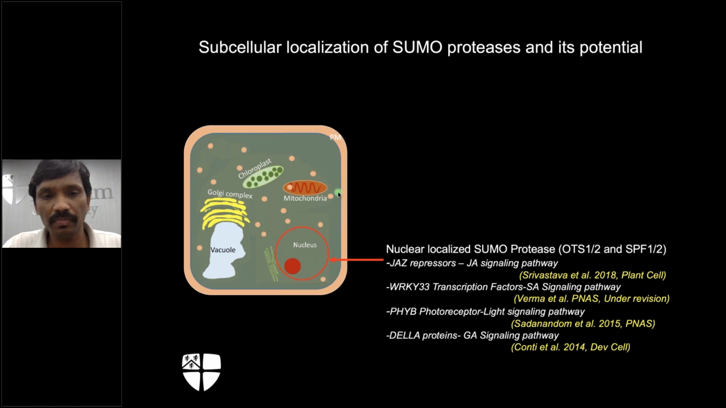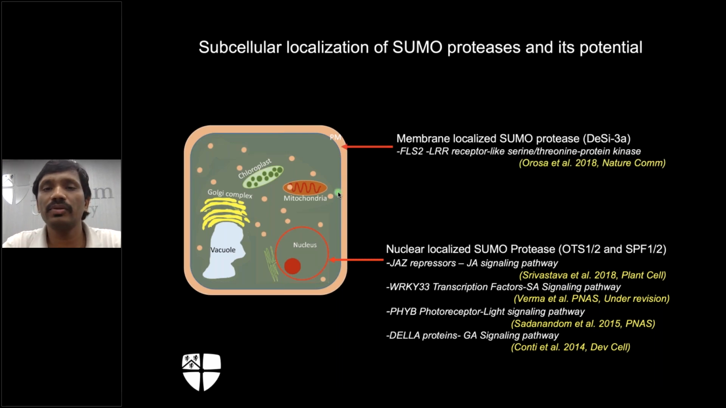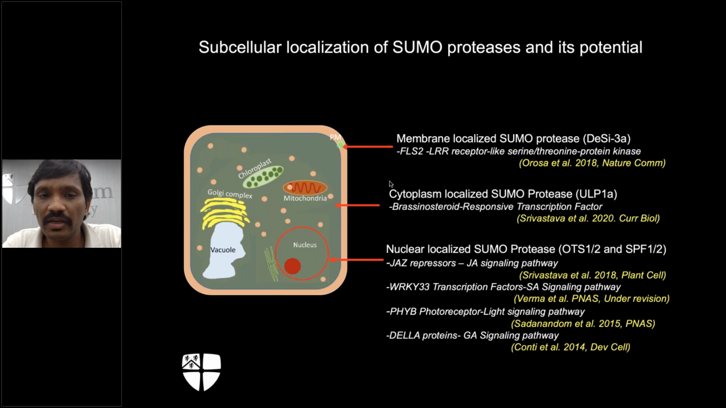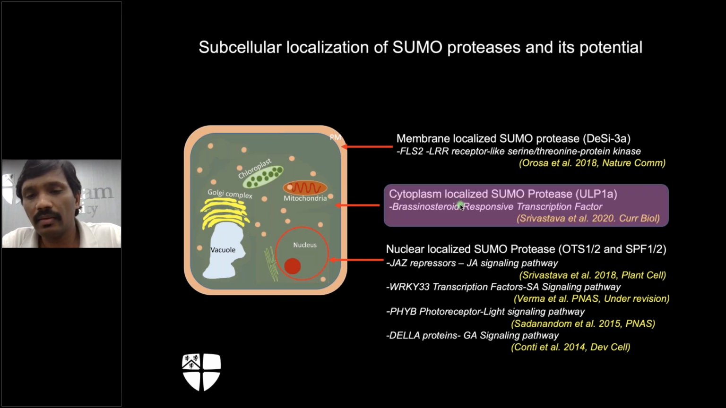But we broke this, and we discovered in 2018 that this SUMO machinery can also be available to SUMOylate or deSUMOylate proteins localized in the plasma membrane. And later we showed that SUMO proteases are available in the cytoplasm as well to deSUMOylate target proteins. I'm going to talk about this story later in this talk, about brassinosteroid signaling, and how we identified these cytoplasm-localized SUMO proteases.